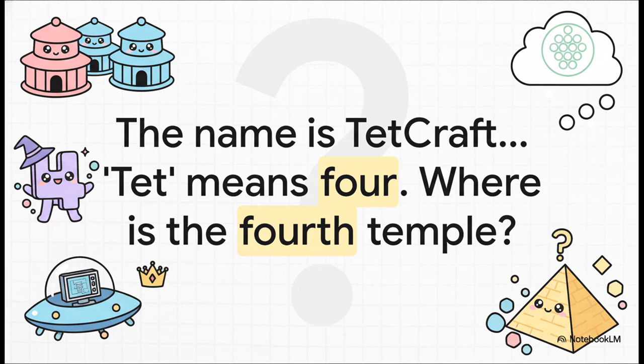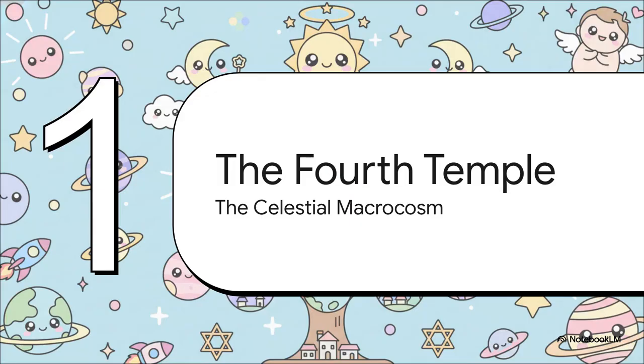But hold on a second. The simulation is called TET CRAFF. And TET, that means four. So if the blueprint is complete with three, where in the world is the fourth temple? The answer is the fourth temple isn't on Earth.